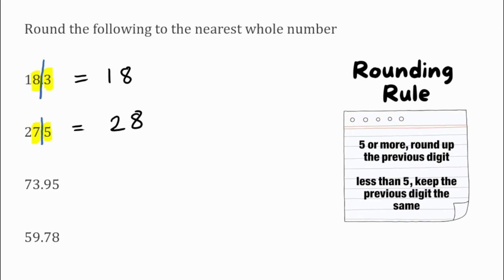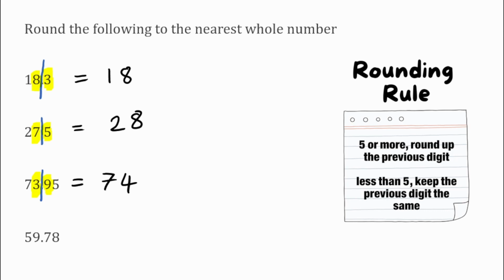Okay, moving on, we have 73.95. So again, because I'm rounding to the nearest whole number, I'm going to put my line straight through the decimal point, and I'm focusing on this first digit on the right-hand side of that line. So it's 9. Because it's bigger than 5, we're going to round up the previous digit. The previous digit was 3, so we're going to round that up to a 4. So our rounded number here would be 74.